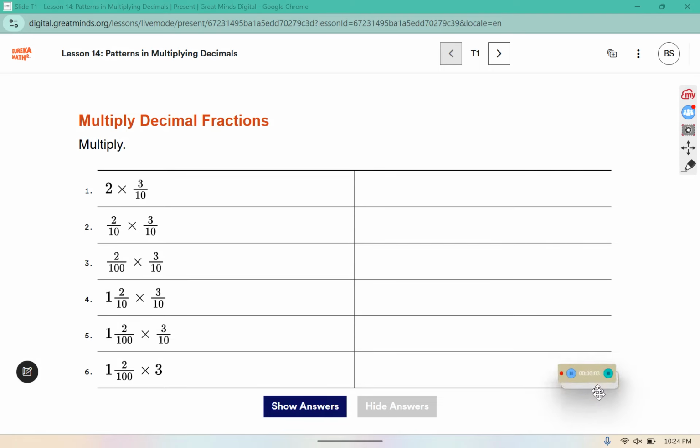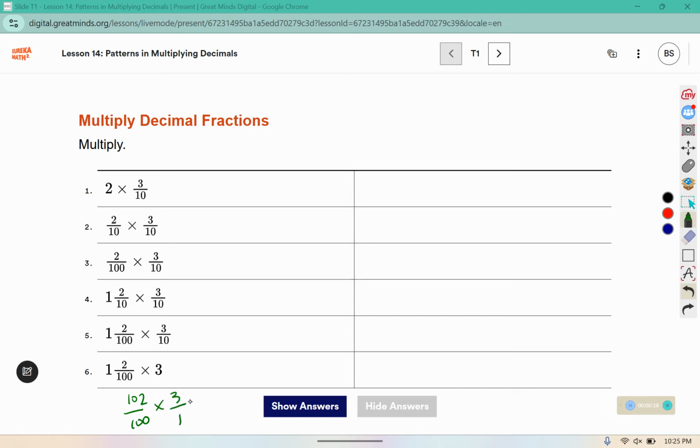Multiply these fractions together. I recommend changing them to improper fractions first. 1 times 100 is 100, plus 2 is 102, times 3 over 1. 102 times 3 would be 306. 100 times 1 is 100. And again, don't worry about reducing, just finish the multiplication.